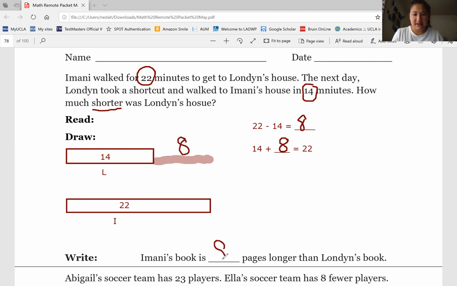So Imani's walk is 8 minutes longer than London's walk. But the question asks us how much shorter was London's walk. It also means that London's walk is 8 minutes shorter than Imani's walk.